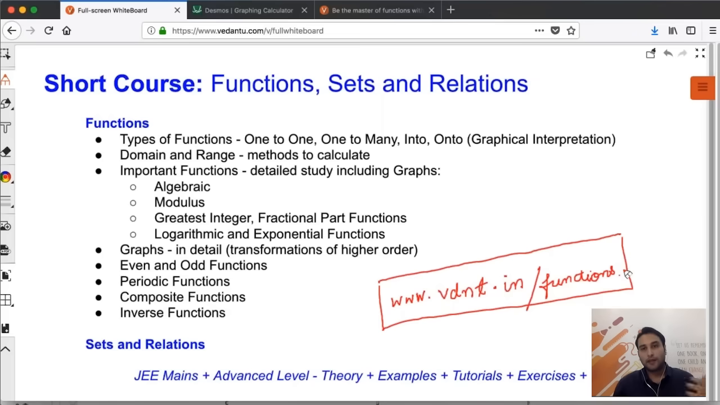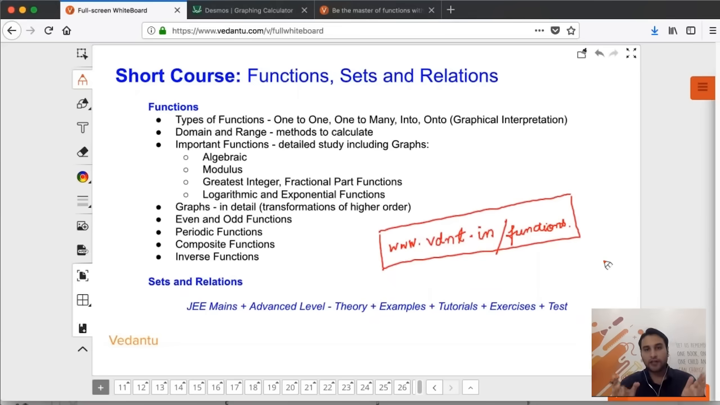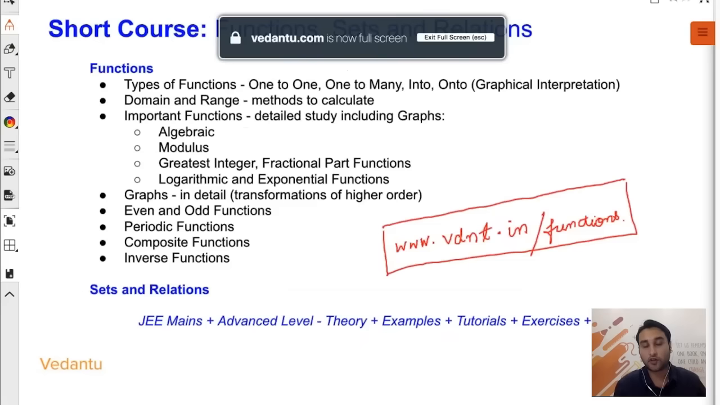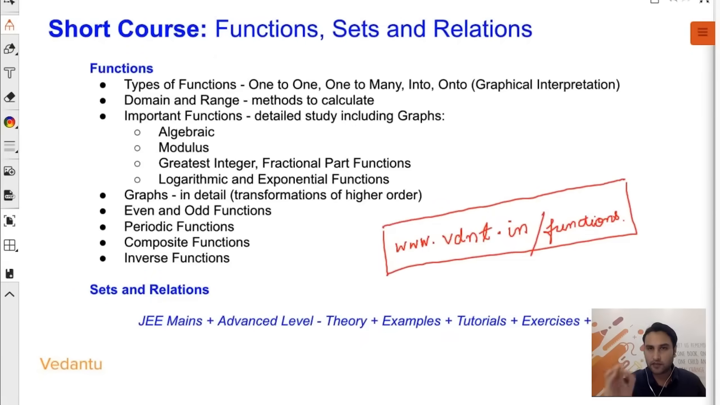Okay? So the way we have learned graphs and attempted IIT problems, in a similar way, I'll teach entire functions and extremely deep details of graphs in a set of 8 sessions, 8 classes over the next couple of weeks. Where I'll cover all aspects of functions, be it one-to-one, many-to-one types of functions with graphical interpretation, domain and range, all types of functions, be it algebraic, modulus, greatest integer, fractional part, logarithmic, exponential, very, very important. But all these graphically also.